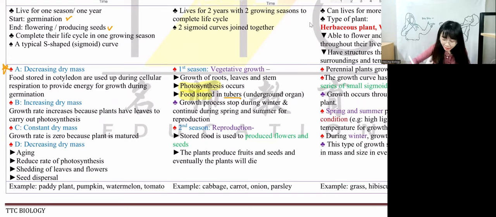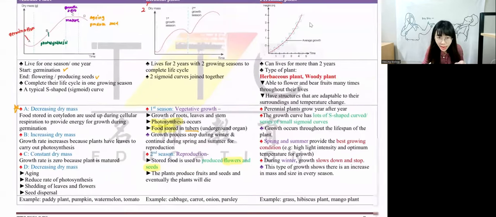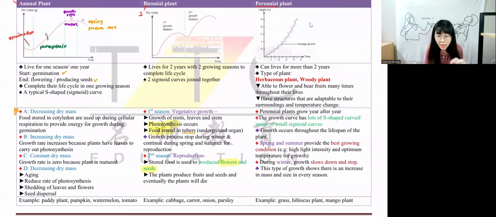Reproduction, second season, they will produce flower and seed. So once they produce flower and seed, they will die. So actually same as just now. Just now, the ending point is also producing seed, right? This is also the same. When they produce seed, they will also die. So it's a combination of annual plant, because they can only live for two seasons, of a biennial plant.